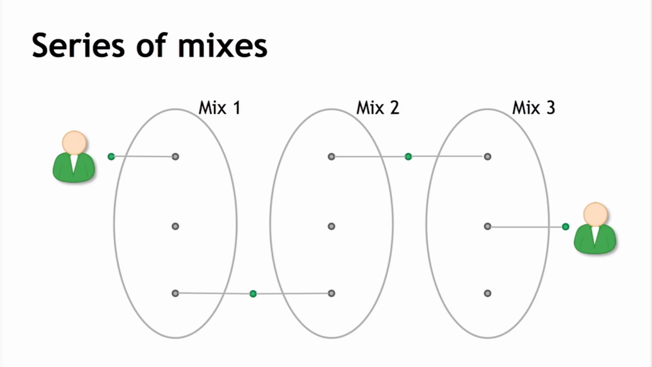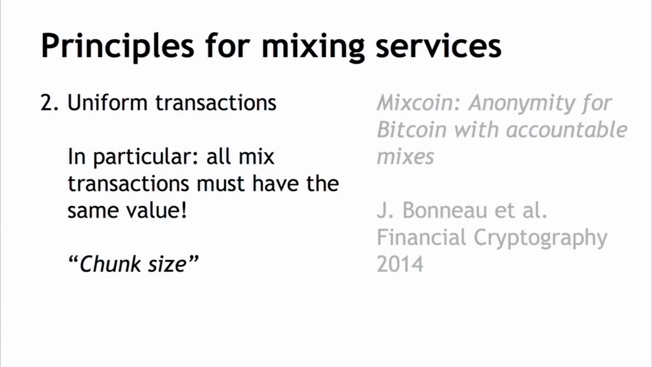And the second one, if you think about what I've just said, in order to make that possible, you want to make these transactions as uniform as possible so that this linkability is minimized. And what does it mean to make these transactions as uniform as possible? One important consequence is that all of these mixed transactions, not only from a particular mix, but all of the mixes in this mix ecosystem, should have the same value.